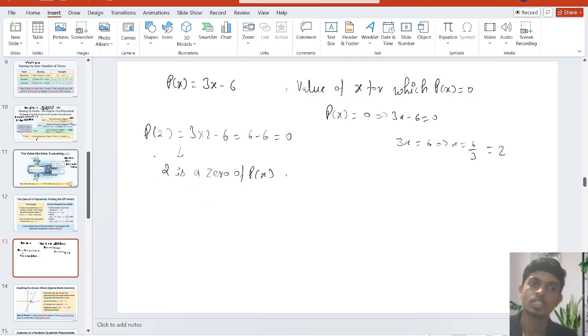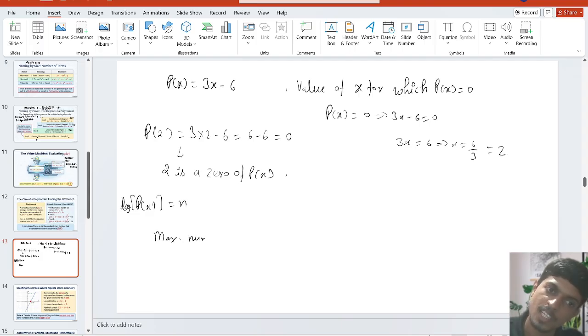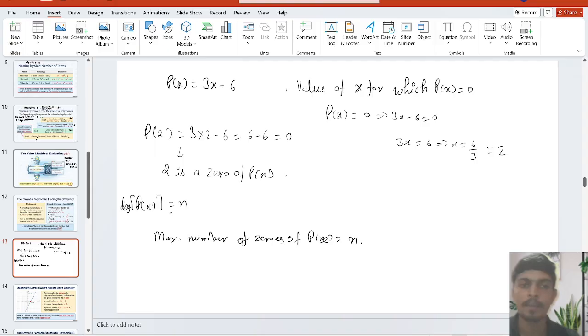So this is the zeros of P(x). If the degree of P(x) is equal to n, then the maximum number of zeros of P(x) is equal to n.